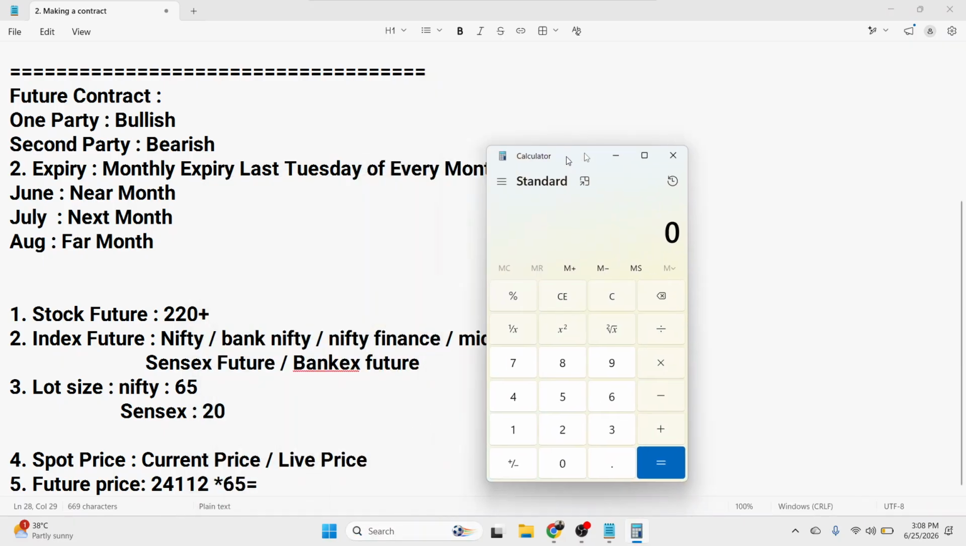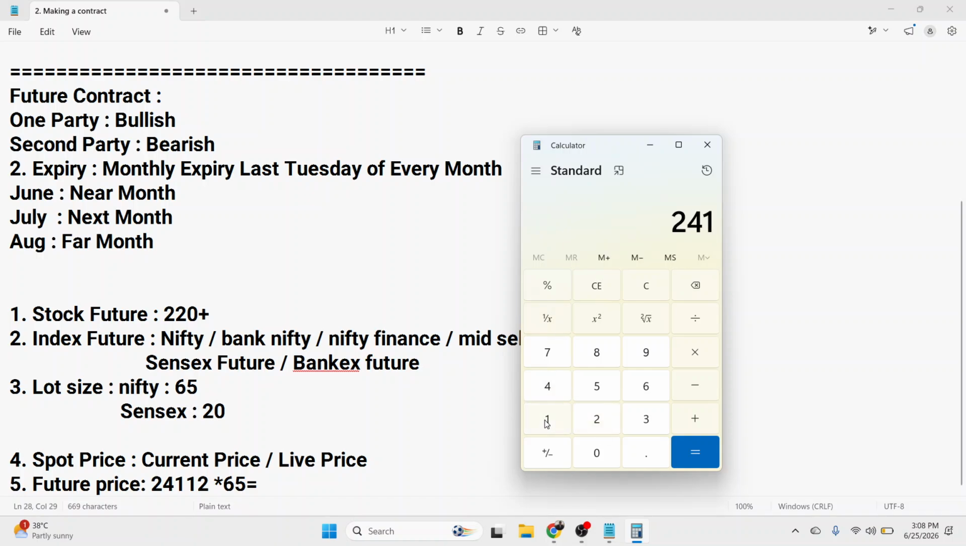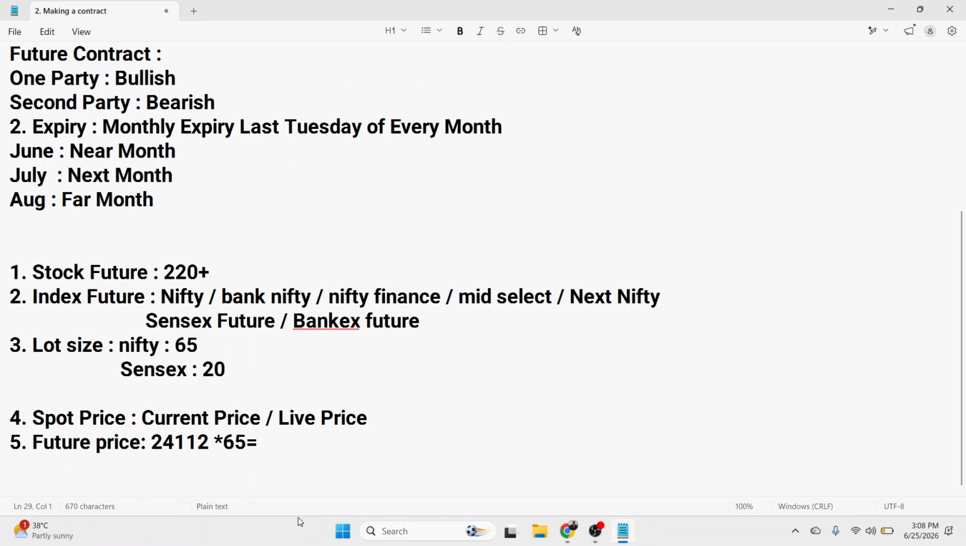So the price should be around 24,112 multiplied by 65. The contract value of this is like 15 lakhs 67,280. You can call it the contract value. So this is how it is calculated. This is the price of the future, this is the spot price, and this is the lot size. We have multiplied the future price with the lot size, so this is the contract value.